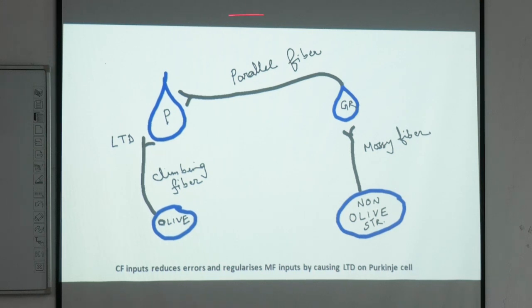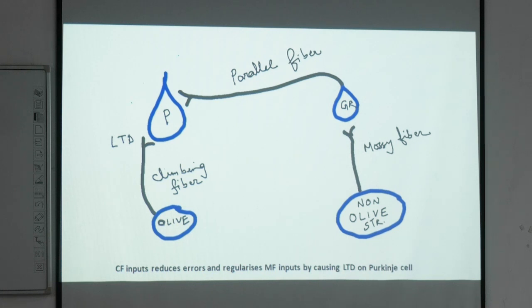And once you learn, the spikes will always be smoothened up. So this is an example of long term depression. I know it is very difficult to understand, you can go through some references as well. So what happens basically: climbing fiber inputs reduce errors and regularize the mossy fiber inputs by causing long term depression on the Purkinje cell. This sentence is very important.